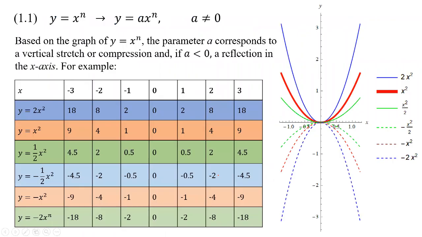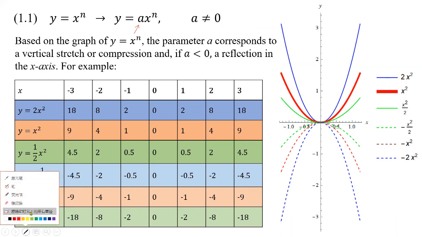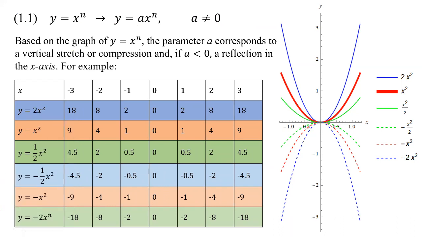All right. First, let's have a look at the first transformation. That is to multiply a coefficient a, which is not 0, in front of the original equation, y equals x to the power of n. I have set up some examples here to help you understand. So let's consider the original function here. The original function is y equals x to the power of 2.